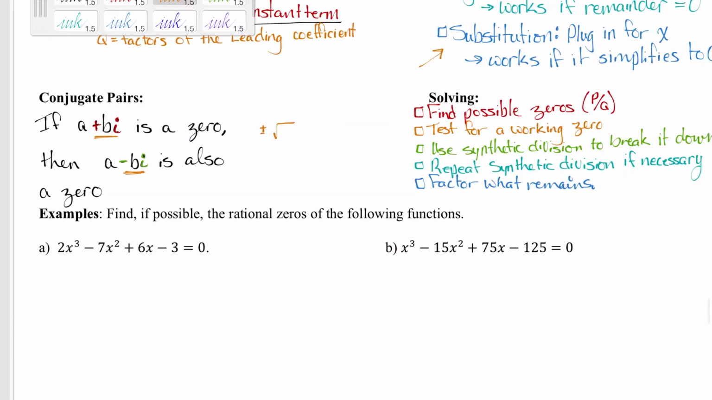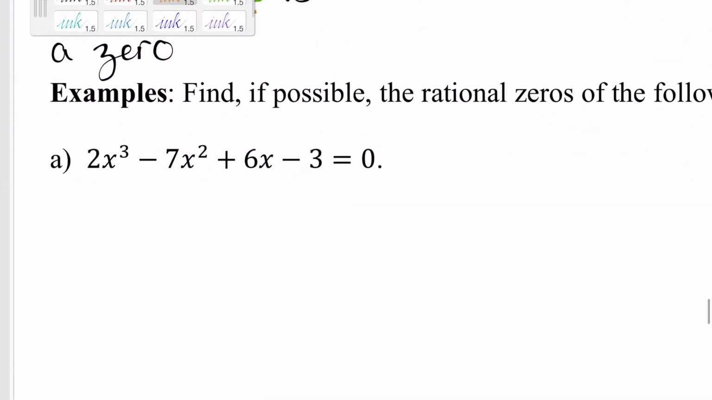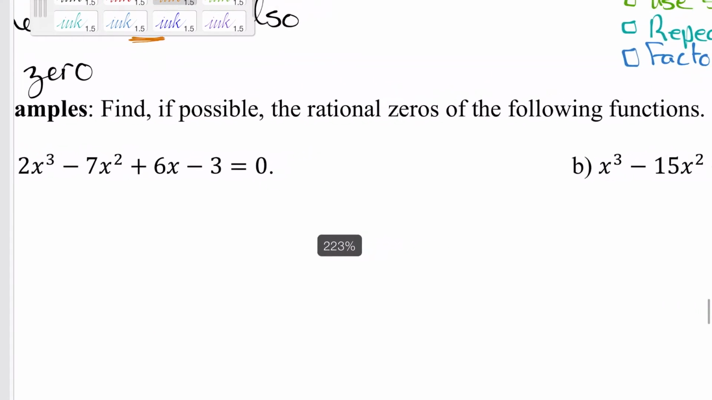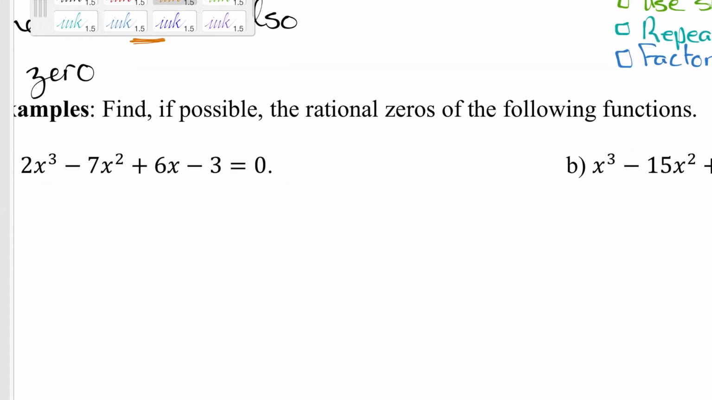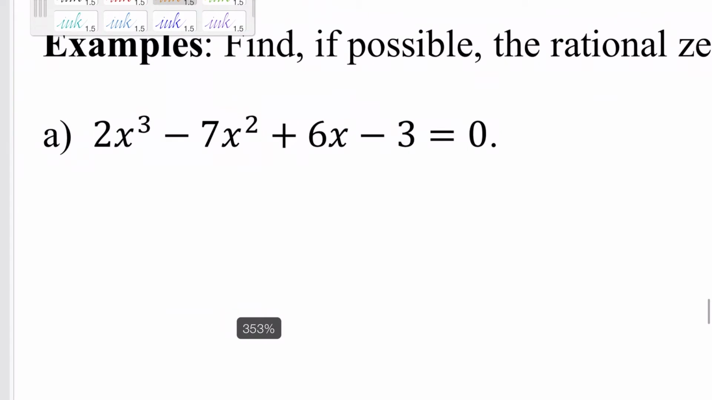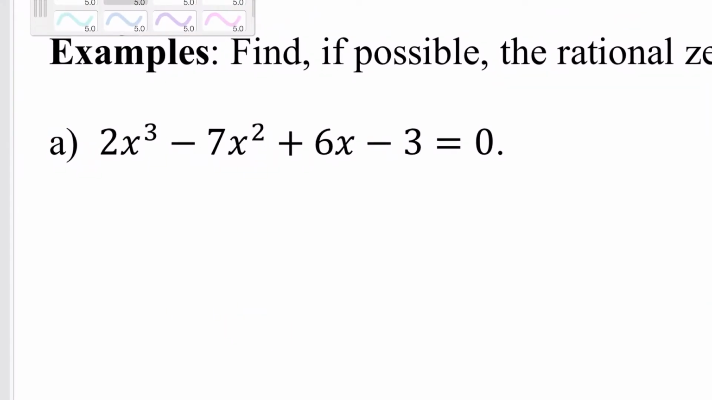So for this first one, it says find, if possible, the rational zeros of the following functions. So first thing I'm going to do is list off all the possibilities. So that p over q, I'm going to explain a little bit more about how that works. So again, my p is going to be my constant term, so I'm looking at 3.